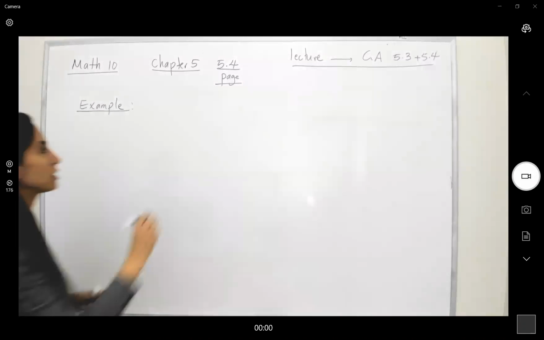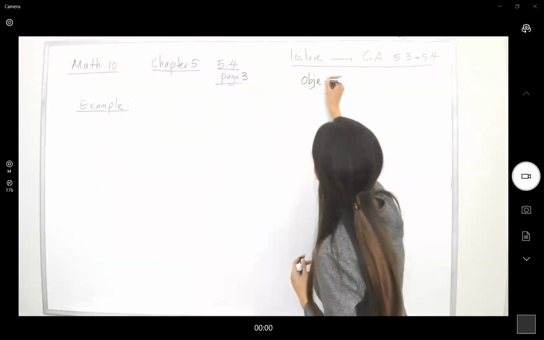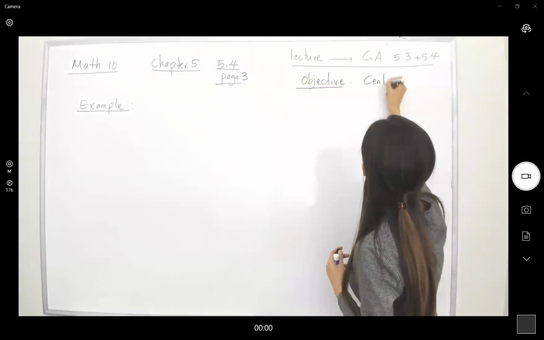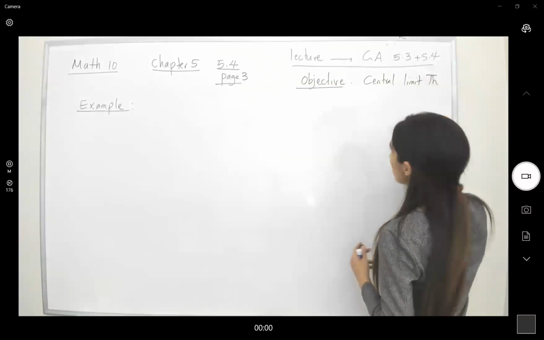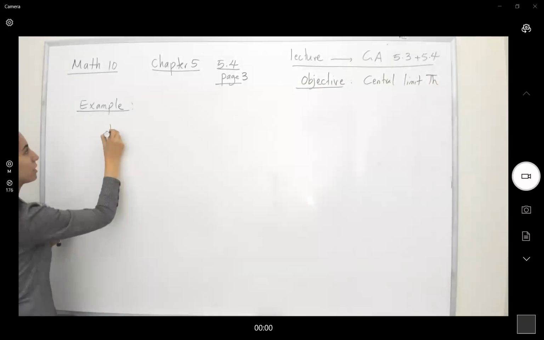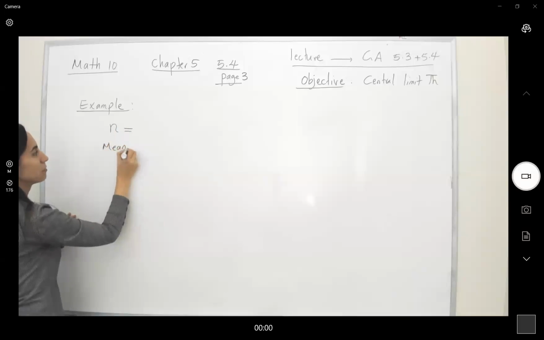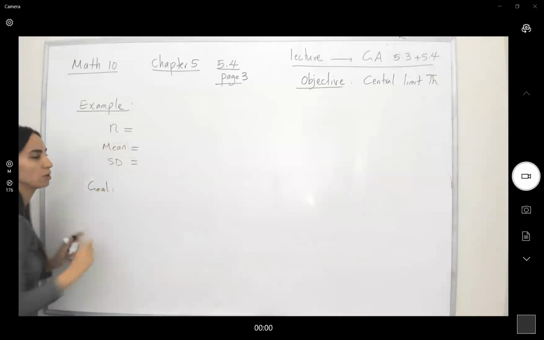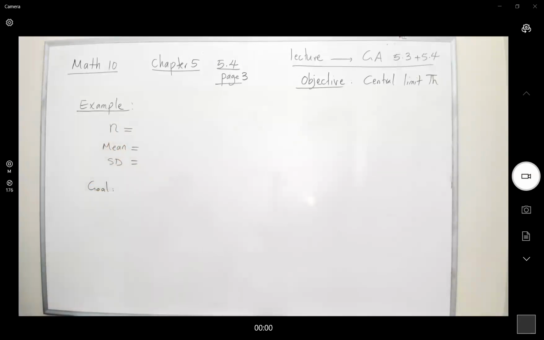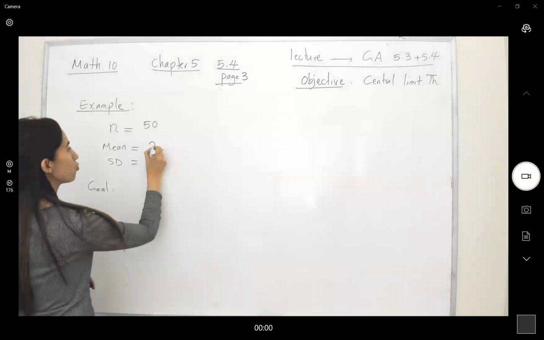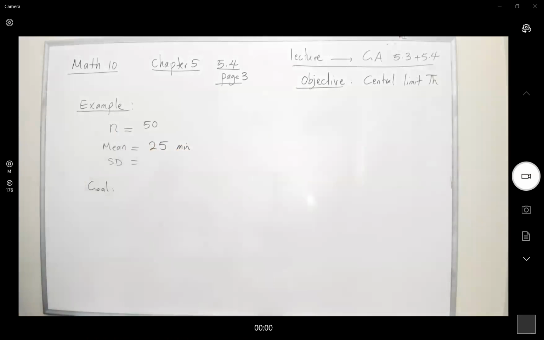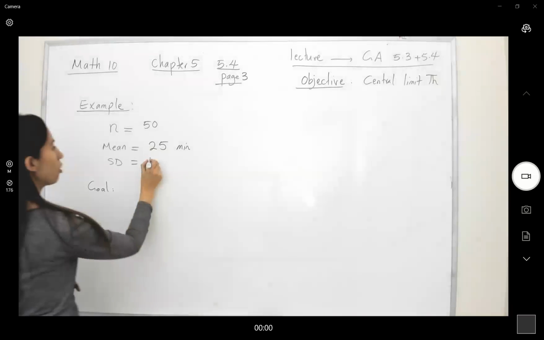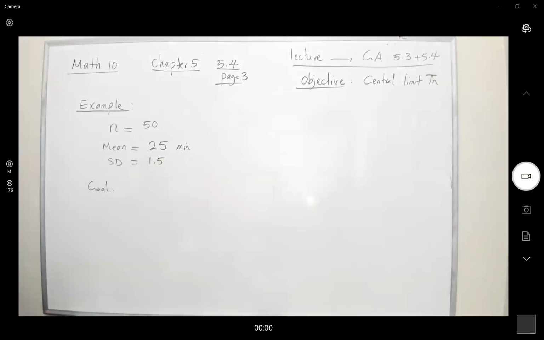So we are on page 3. Central limit theorem. Okay. So in this example, what do we have? What is your n? What is the mean? What is the standard deviation? And what are you looking for? What is your goal? What are you calculating? So what is your n? N is equal to 50 drivers. What is the mean? Since the question says ages 15 to 19, the mean is equal to 25 minutes. What about the standard deviation? The standard deviation is 1.5 minutes. Very good. Excellent.